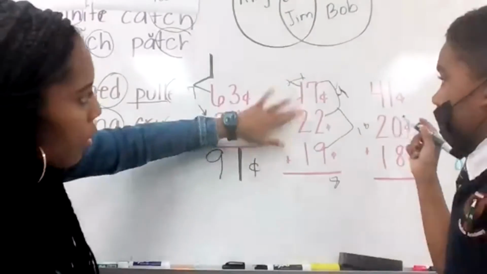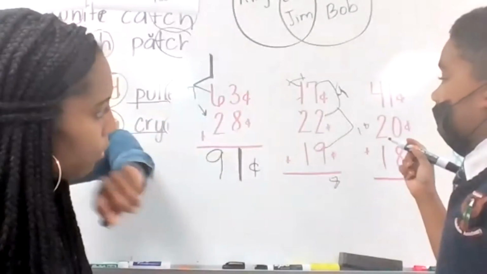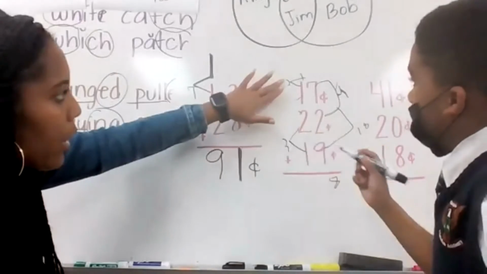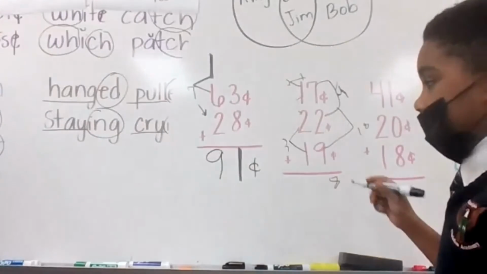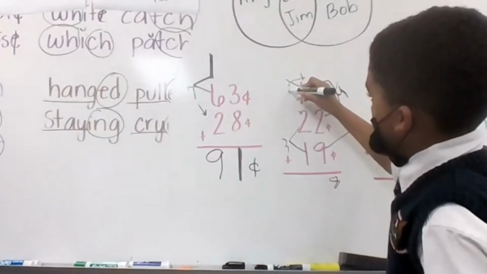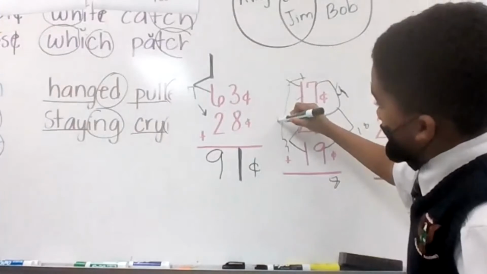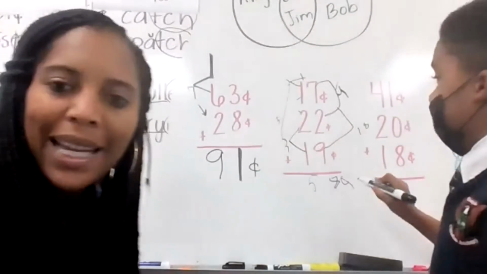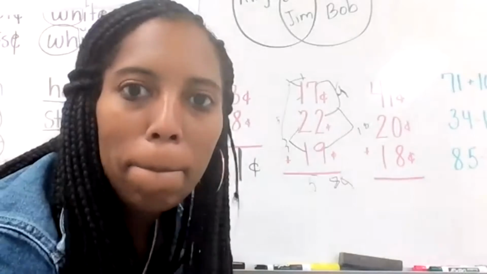Look how you should do it. So 1 plus 1 is 2. Now add 2 and 1. 2 plus 1 is 3. So then now add 2 and 3. That equals 5. What's the answer? 58 cents. 58 cents. Did everybody get that?